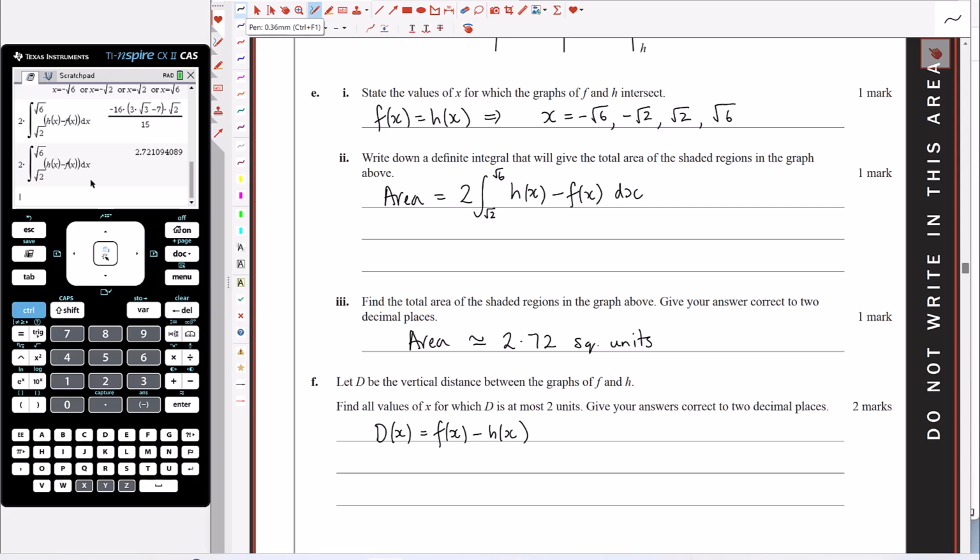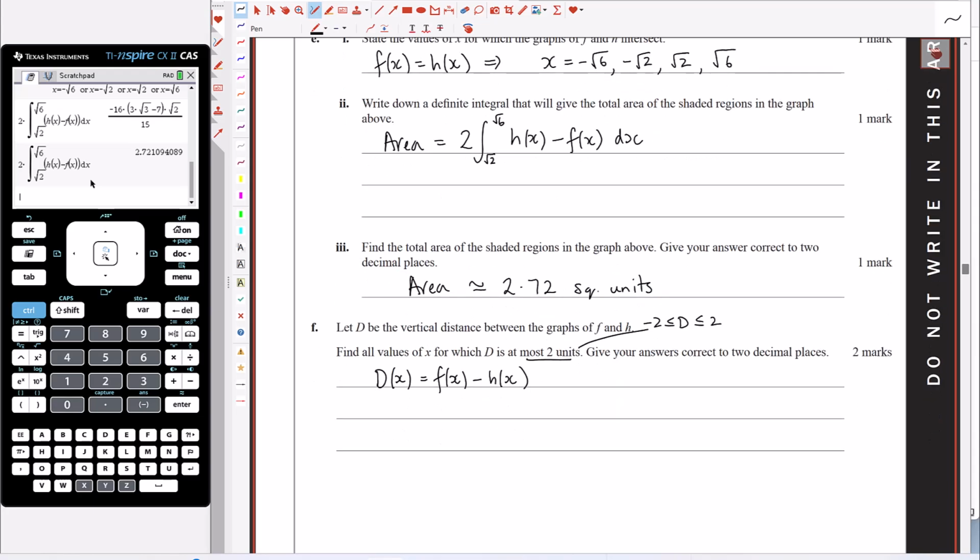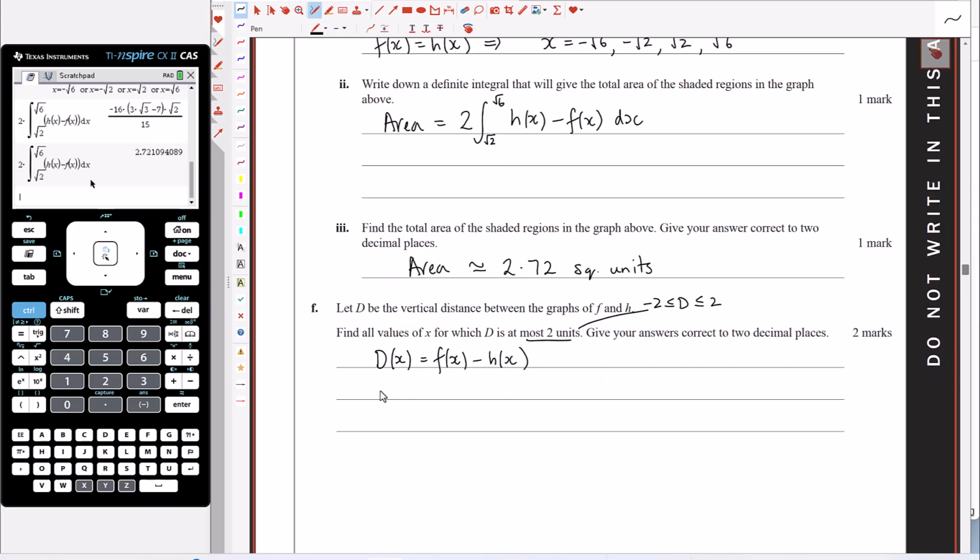So we just need to be a bit careful, because actually what this would mean, if we want the distance to be at most 2 units, that means that we want the distance to be less than or equal to 2, but actually it could also be bigger than or equal to negative 2, because if D is negative 2, that just means that H is above F, but the distance between them is still going to be 2. So actually what I need is this.